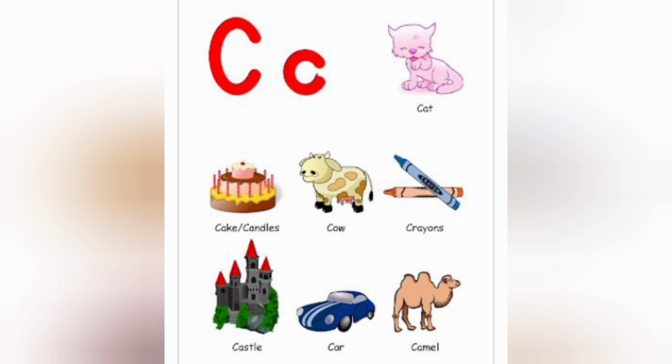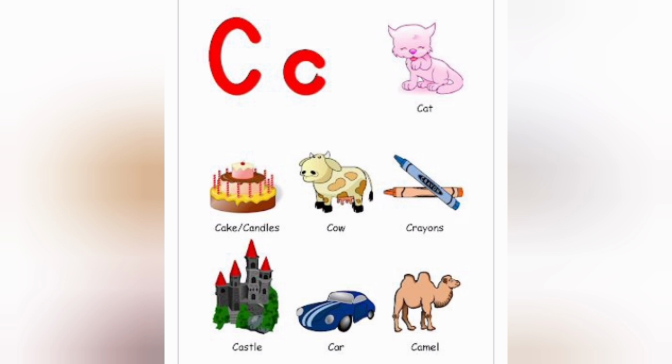This is letter C. C sound K. And C for cat. C for cake. C for cow. C for crayons. C for castle. C for car. C for camel.